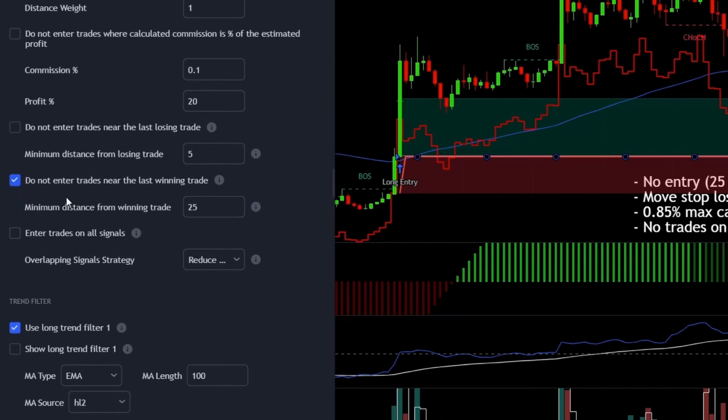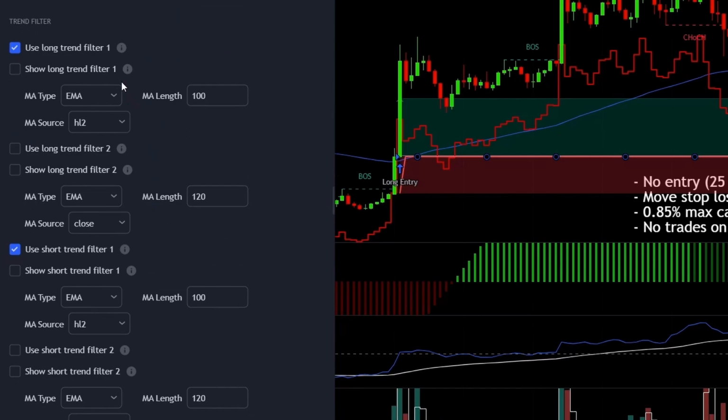The next setting is the do not enter trades near the last winning trade, and it is set to 25. As I was optimizing, I found out that after a winning trade, it is better not to enter into a new trade quickly. So, after a winning trade, for 25 candles we can't enter into a new one. And we are at the filter section.